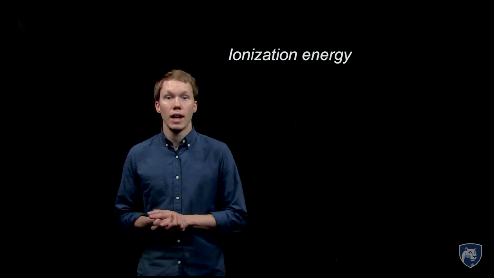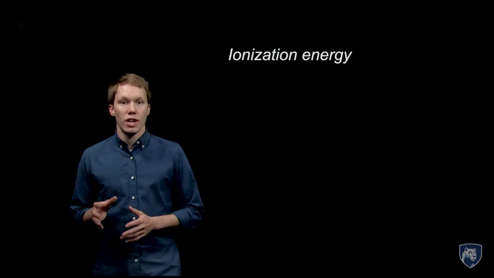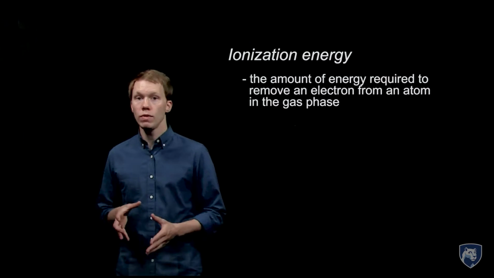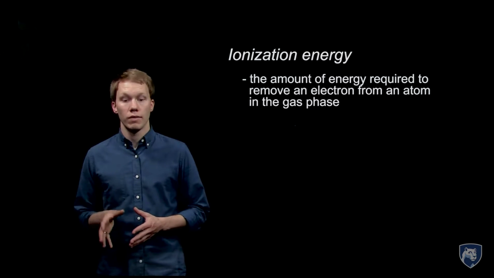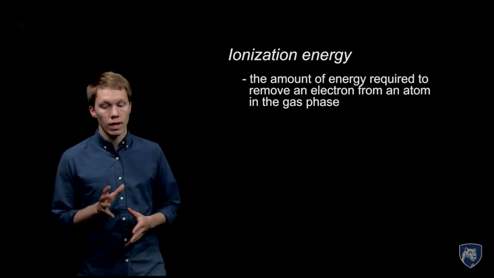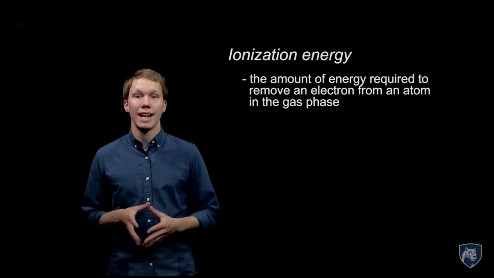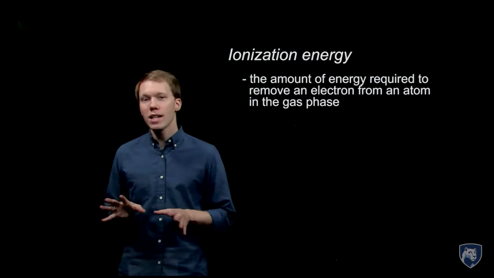In this video, we're going to look at the definition and trend in ionization energy across the periodic table. The definition of ionization energy is the amount of energy required to remove an electron from the ground state of an atom or an ion. And more importantly, we have to clarify that this is in the gas phase. So, how applicable is this idea?